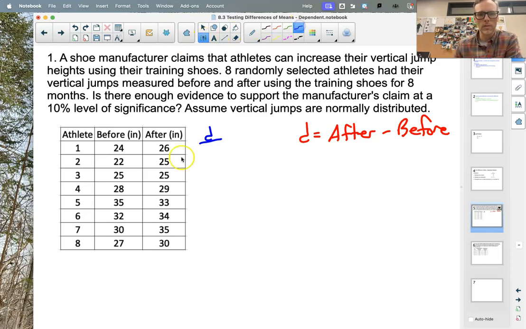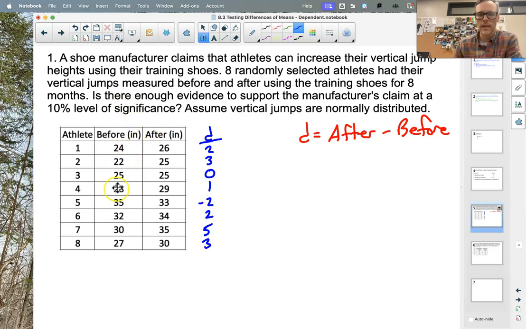And so now what I can do is subtract these. 26 minus 24 is 2. Let's see, that would be 3. That would be 0, 1. Okay, 33 minus 35. That's negative 2 now. The negative tells us that their vertical jump actually went down 2 inches, right? And then we're 2, we're 5, and we're 3.